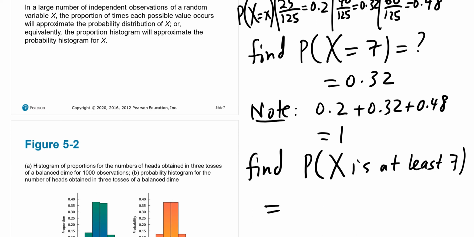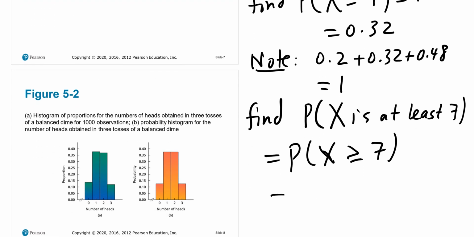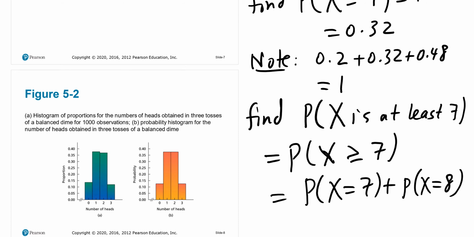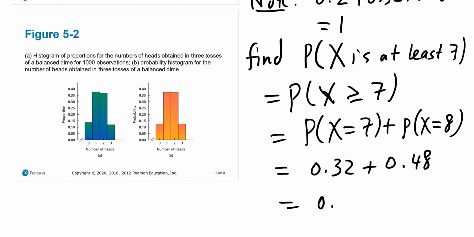So this means, in other words, you can write the probability that capital X is bigger than or equal to 7. Bigger than or equal to 7, in table A, only has 7 and 8. So that's going to be the probability X is 7 plus the probability X is 8, because it's going to be 7 or 8. Or means addition. The first one was 0.32 from the table, and the second one 0.48. If we add them up, we get 0.80.